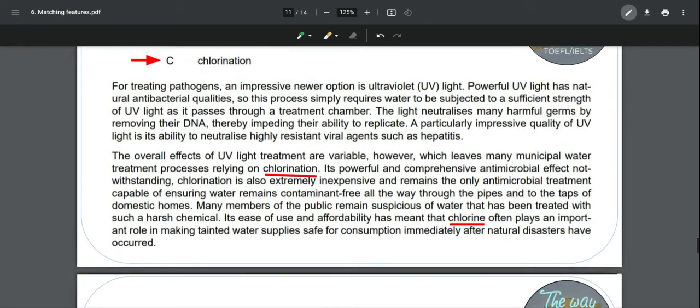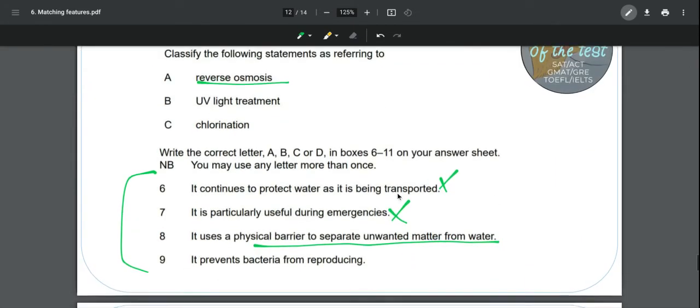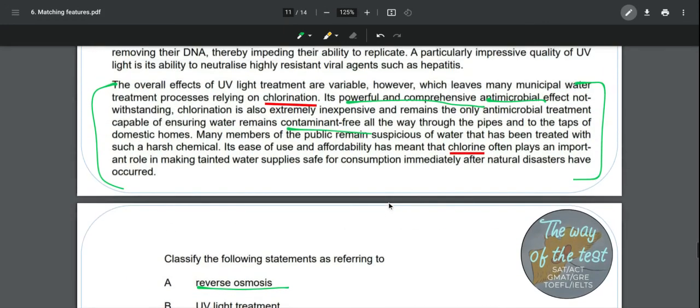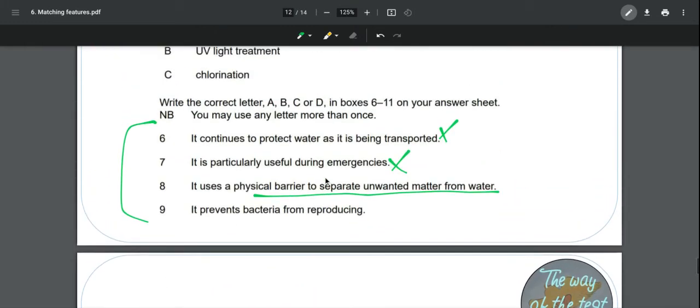And finally, we go to chlorination, and what it says about chlorination. It's powerful and comprehensive, antimicrobial, contaminant-free, all of this about chlorination. Then we go here: it protects water as it's being transported. Where does it talk about transportation? Again, it may not have the exact word transportation, but it says all the way through the pipes and to the taps. That is the transportation of the water. Remember, this is water, so transportation means water running through the pipes. It's not like someone is carrying the water. So yes, it's this one.